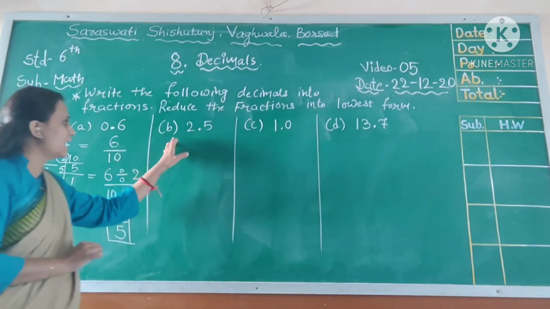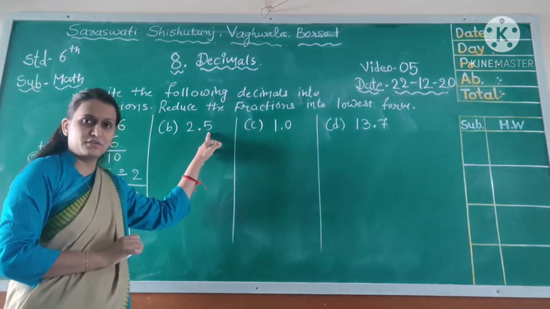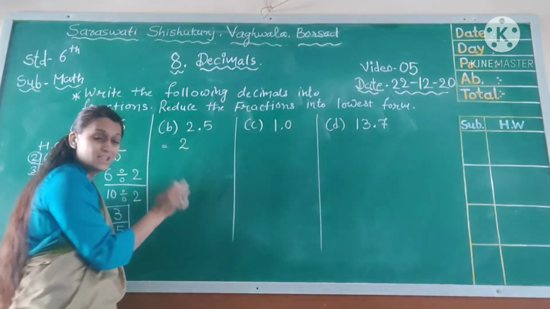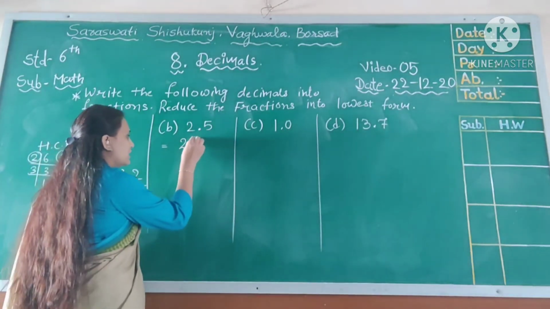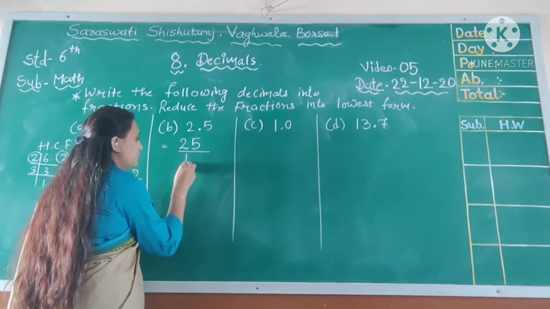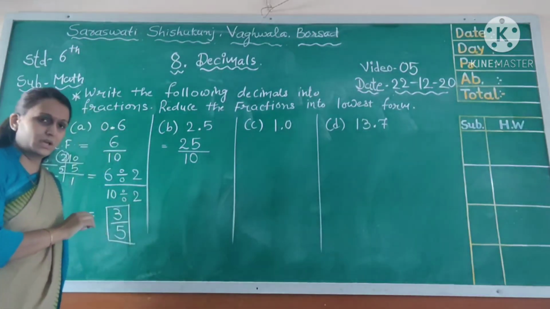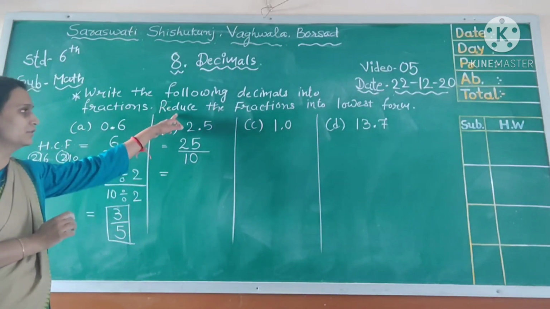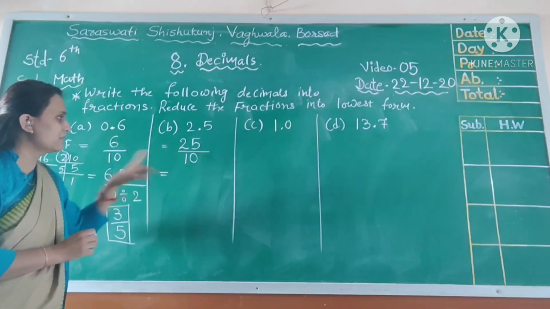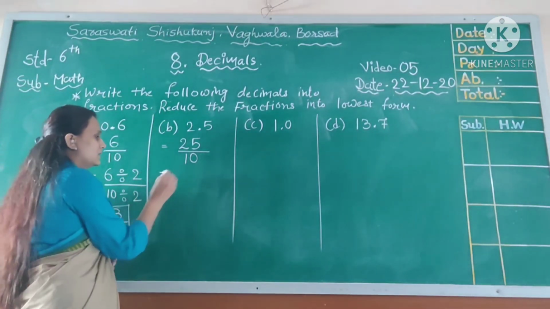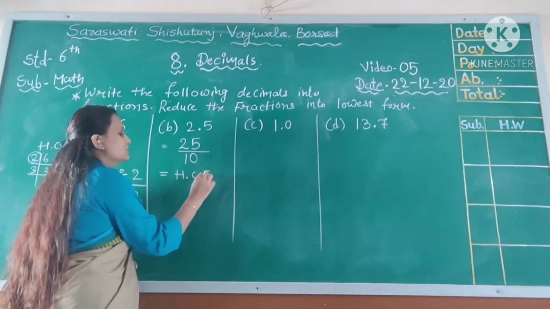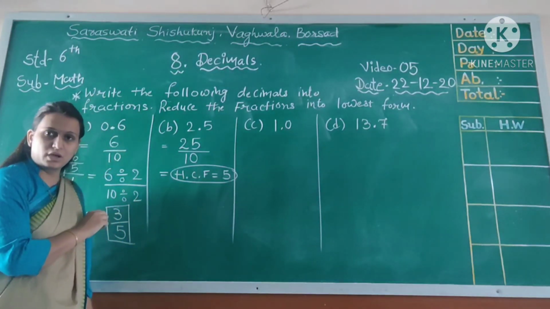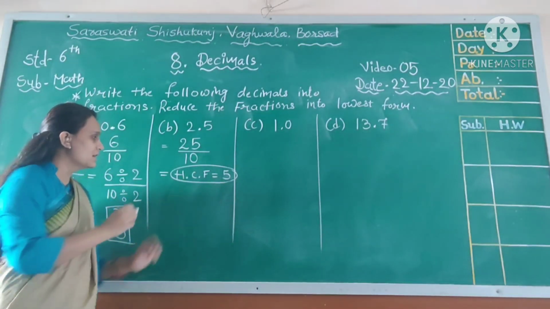Now in the B number we have given 2.5, means 2 is at the ones place and 5 is at the tenths place. So we can write it as 25 upon 10. Okay, now let us simplify the fraction into its lowest form. So 25 upon 10. If you are going to find the HCF of both the numbers, the HCF of both the numbers will be 5. Okay, highest common factor is 5.